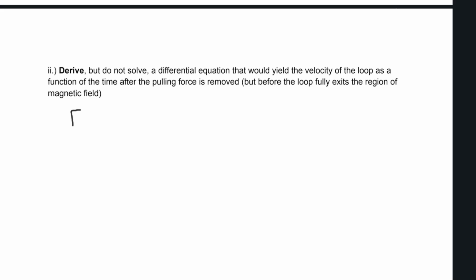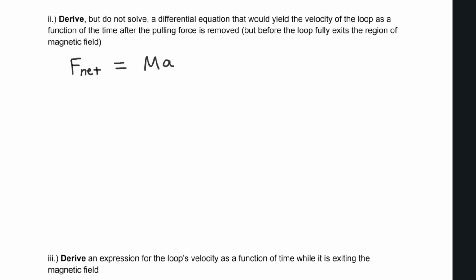So in this case, we know that the net force acting on the loop will be equal to the mass of the loop times its acceleration. This is Newton's second law. Whenever we want differential equations involving speed, it is always Newton's second law. In terms of the net force, it's going to be the BIL force in the negative direction, because again, it is opposing the velocity, so we're just going to say it's negative because it's a resistive force.